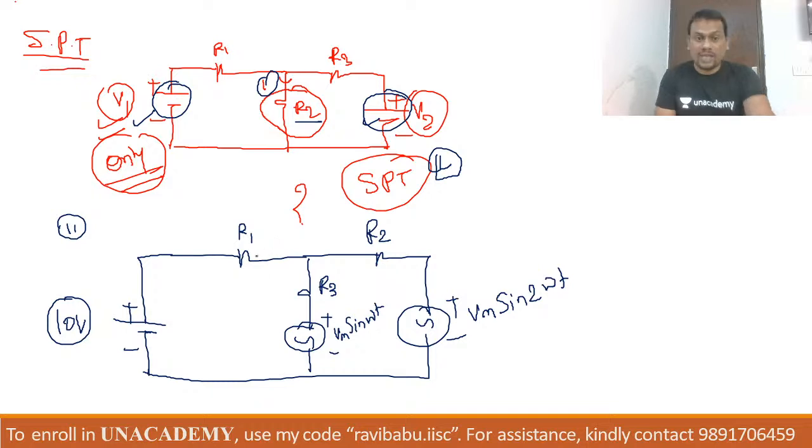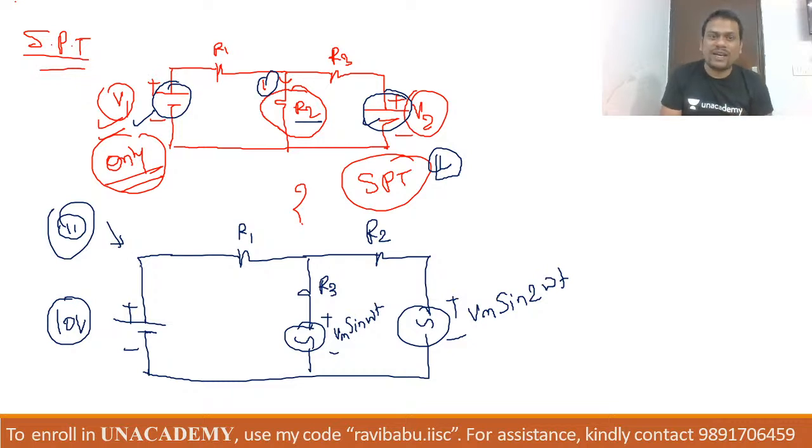Think over it. Can we handle this circuit by superposition? Can we calculate the equivalent voltage? Can we apply the Thevenin theorem? Can we apply the Norton theorem? Can we apply maximum power? Can we apply KCL, KVL directly? So think over it as the second question.